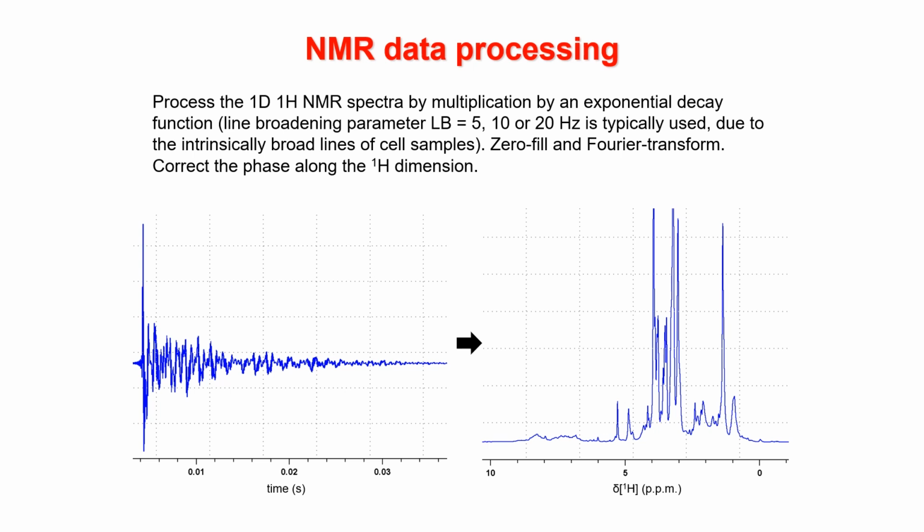And then you can correct the phase along the proton dimension. And you will get from the FID to the actual cell spectrum, which, as you can see, is actually an in-cell NMR spectrum.